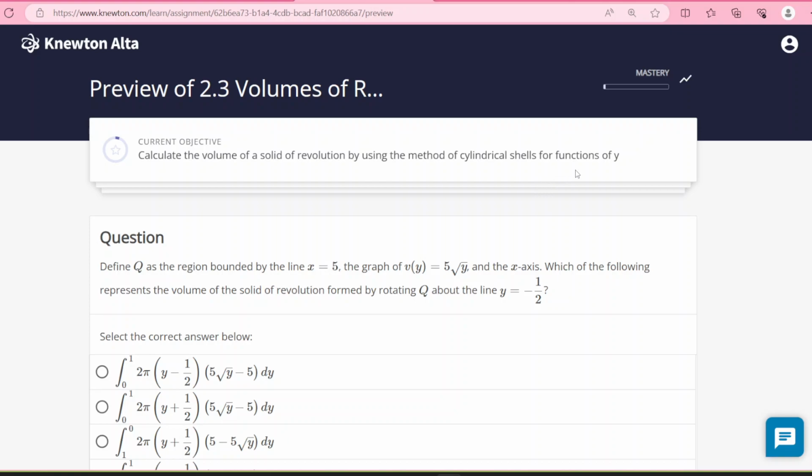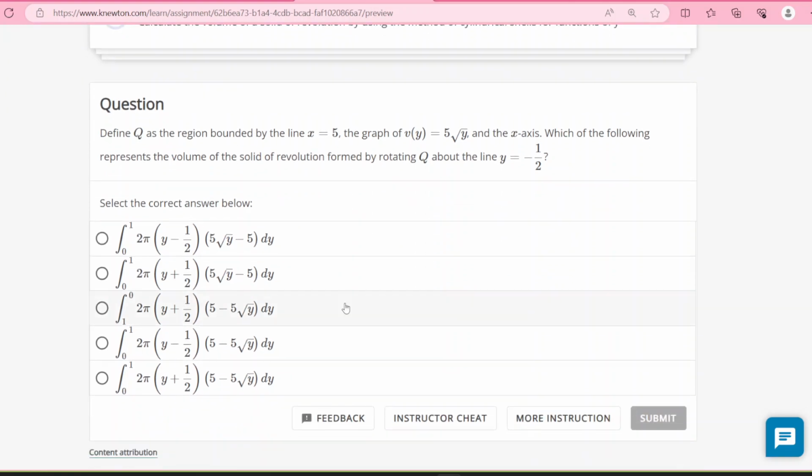All right, so here's another one for functions of y. I'm doing the same thing every time. Now this one, notice multiple choice. We're just setting up the integral. What integral would end up giving me the volume of the solid of revolution that's formed by rotating some region? This time the region is being rotated not about the x-axis or y-axis, but about a different horizontal line, y equals -1/2.